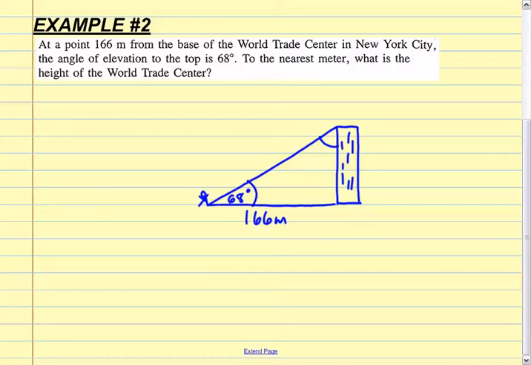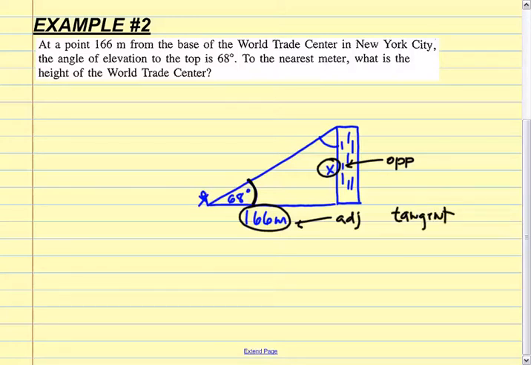It says, to the nearest meter, what's the height of the World Trade Center? Well, they want to know what this length is. My question to you is, what are these two sides to this angle? This one is the opposite, and this one is the adjacent. They don't have the hypotenuse in this one. So what are opposite and adjacent? The trig function that deals with opposite and adjacent is tangent.